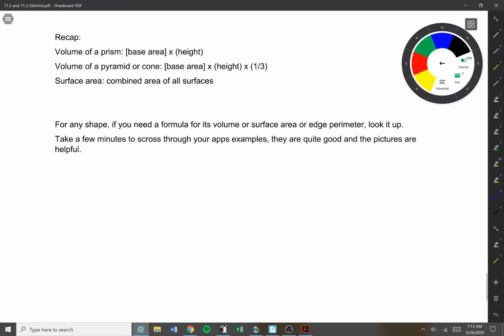You do have to worry about if it's a right prism or not. Right prism again means it's going straight up, whereas a slanted prism might be going off to the side. So be cautious of that.